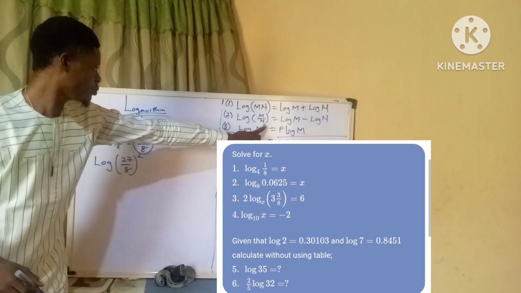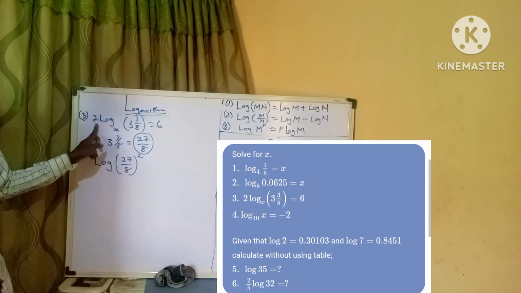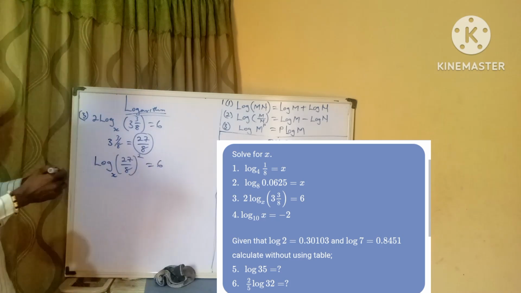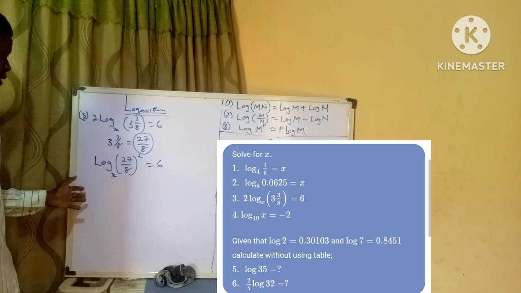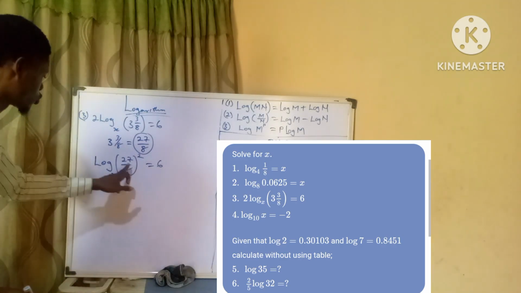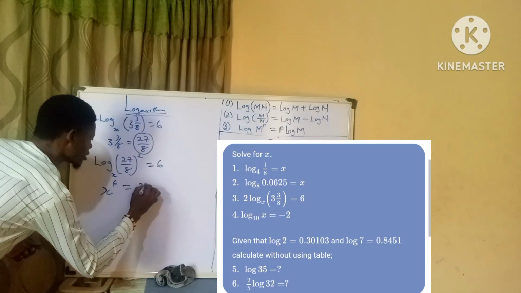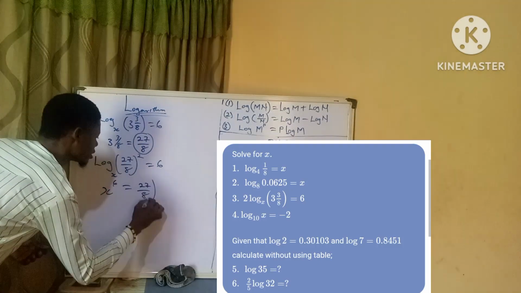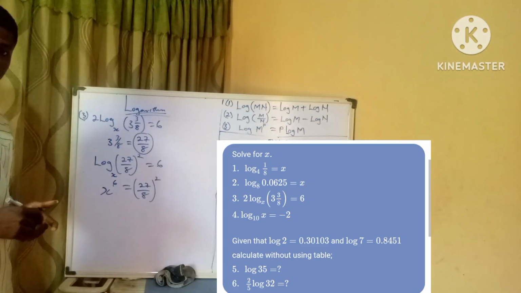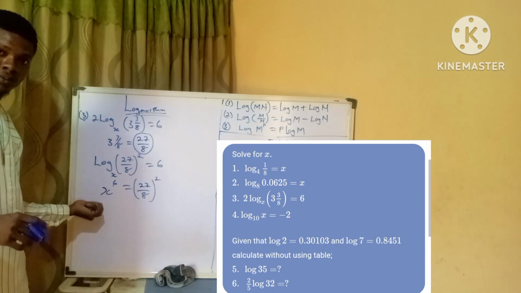So which means you can rewrite this to be log 27 over 8 squared. It is this p, these 2 that came out to be here. Then this equals to 6. Now start properly. Now, are you with me? So which means your x raised to power 6 is supposed to give you this. x raised to power 6 is 27 over 8 squared. Isn't it?